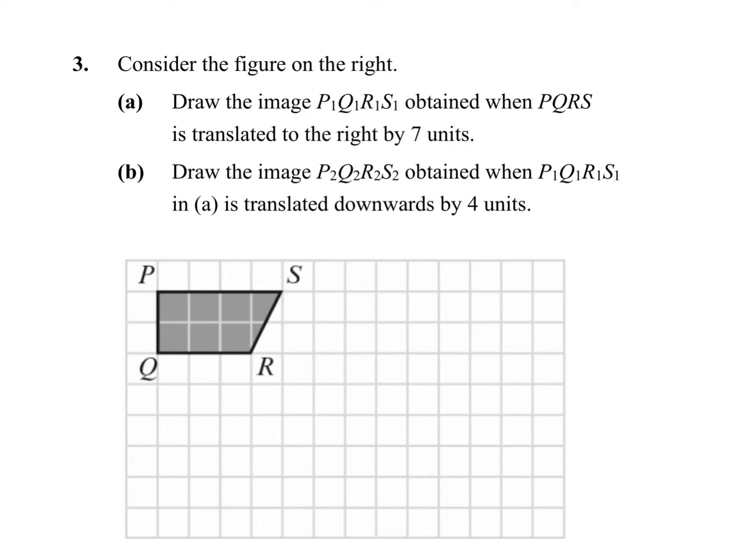For question 3, part A, we're going to draw the image P1, Q1, R1, S1 when we have PQRS and translate it to the right by 7 units. So as I've said, this time maybe I also can translate P first. Let's count 1, 2, 3, 4, 5, 6, 7. I have P1 now, and then I draw the same shape and size of this trapezium. Don't forget to mark the new position with the letter, and then join them with straight lines.